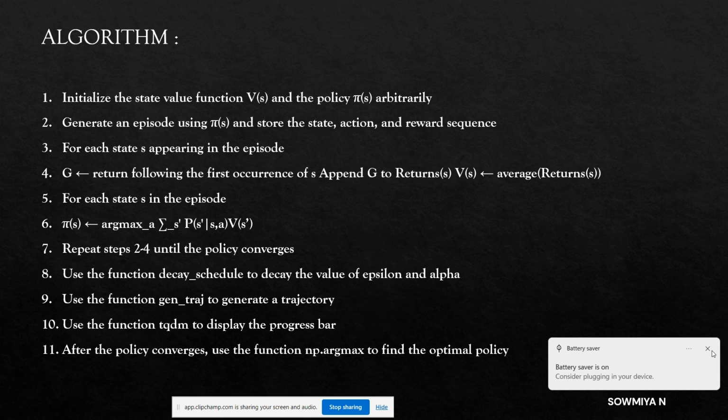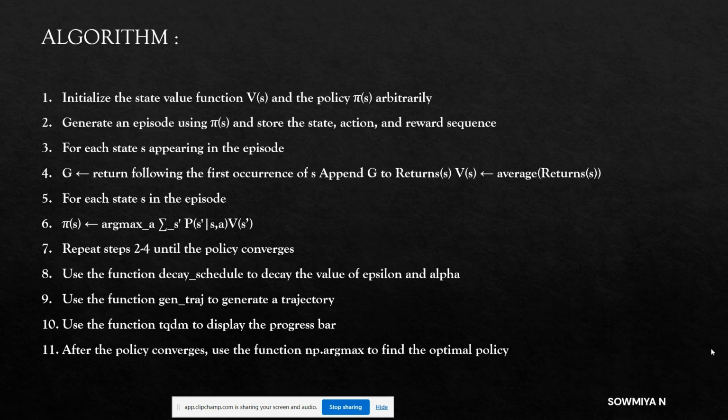and then iterate over each state encountered in the episode again. Then we update the policy by selecting the action that maximizes the sum of expected future rewards, considering the transition probabilities to the next state. Then continue to generate the episodes and update the value function and policy until the policy converges, that is, until there are no significant changes in the policy.